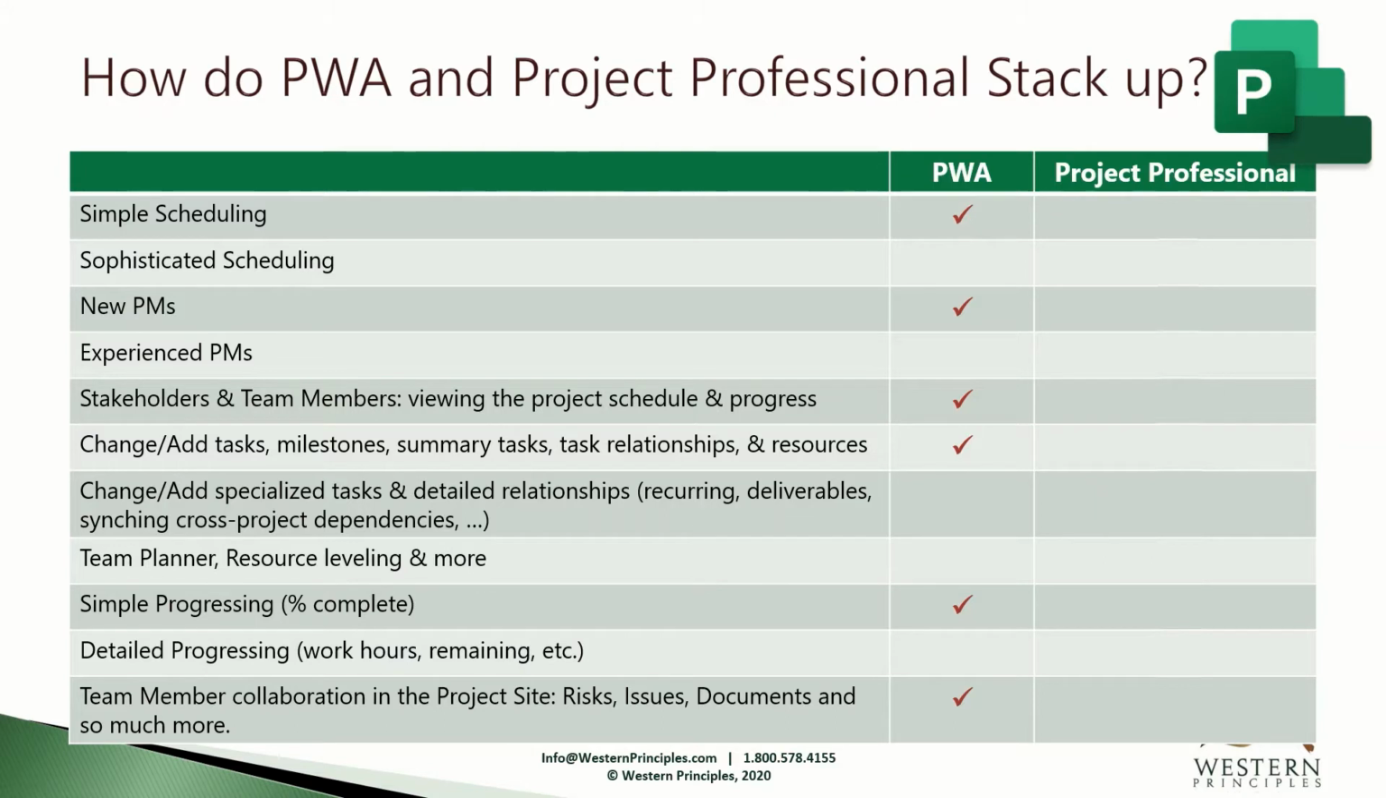The PM can use PWA for adding tasks, milestones, and other basic project schedule information following the theme of simple scheduling. You can do simple progressing with PWA as well, simply by using the % complete buttons to move a task along from 0% complete through 25, 50, 75, and 100% complete. Finally, PWA is the place where the entire team collaborates on the project site.